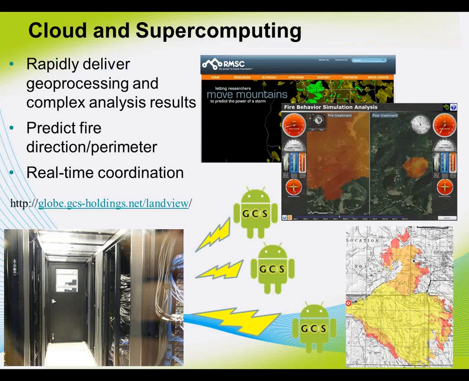Another thing that goes hand in hand is cloud and supercomputing. So doing complex analysis on supercomputers and delivering the results rapidly to customers.